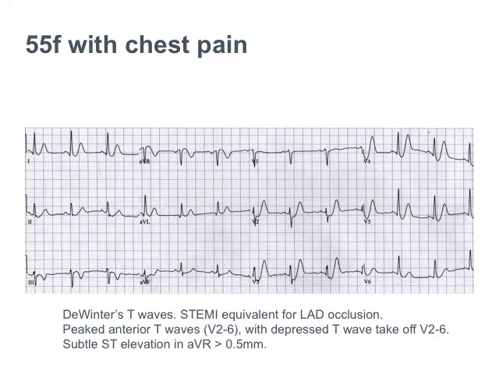So this is, again, an LAD occlusion. We would treat this as a STEMI. So the big takeaway is ST depression in sort of V2 through V6 with these really high peaked T waves. And this is called De Winter's T wave.